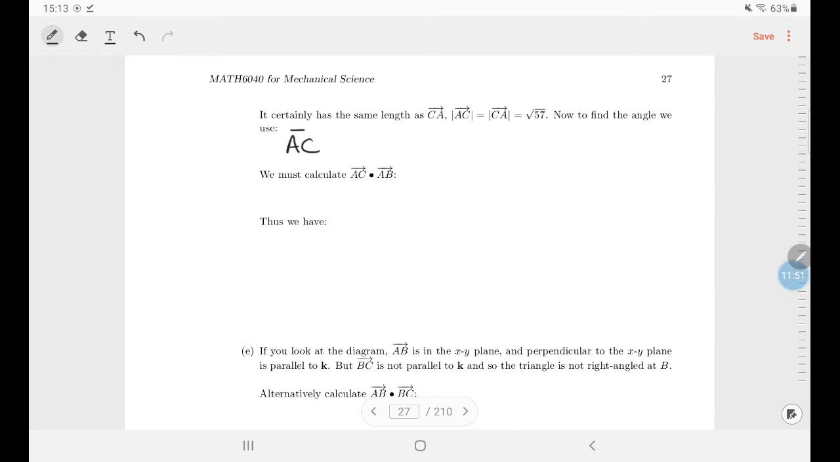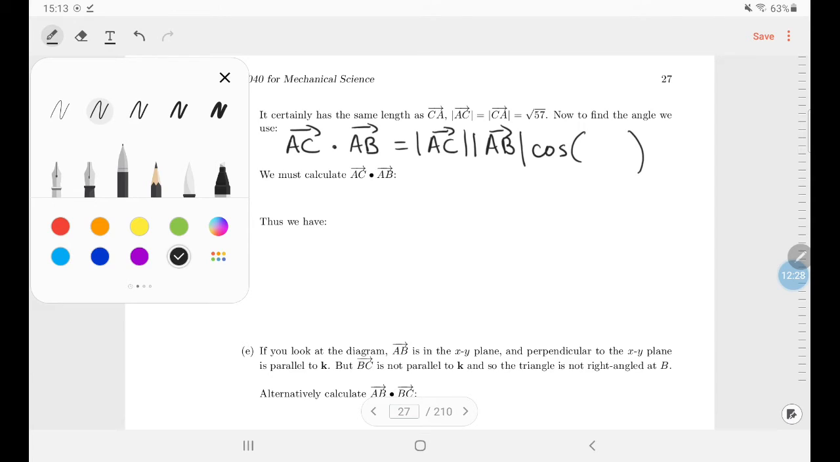We find that AC dot product vector from A to B is equal to the length of AC, which we could find, but it's the same as the length of C to A, which is root 57, times the length of A to B, which we can go over and find in a moment. I think I'm going to write it down quick enough. Square root of 61, I think. Times the cosine of the angle in between. And the angle in between is what we are very much interested in.